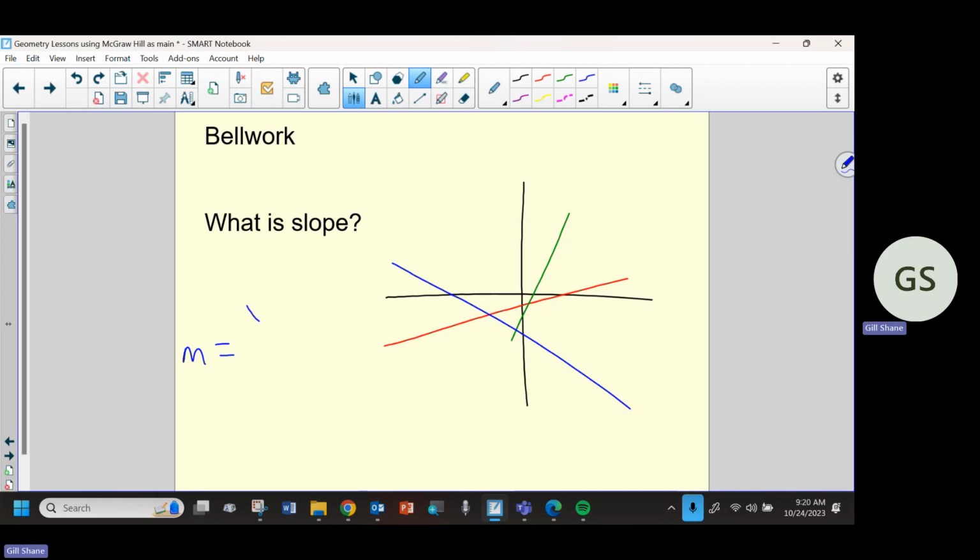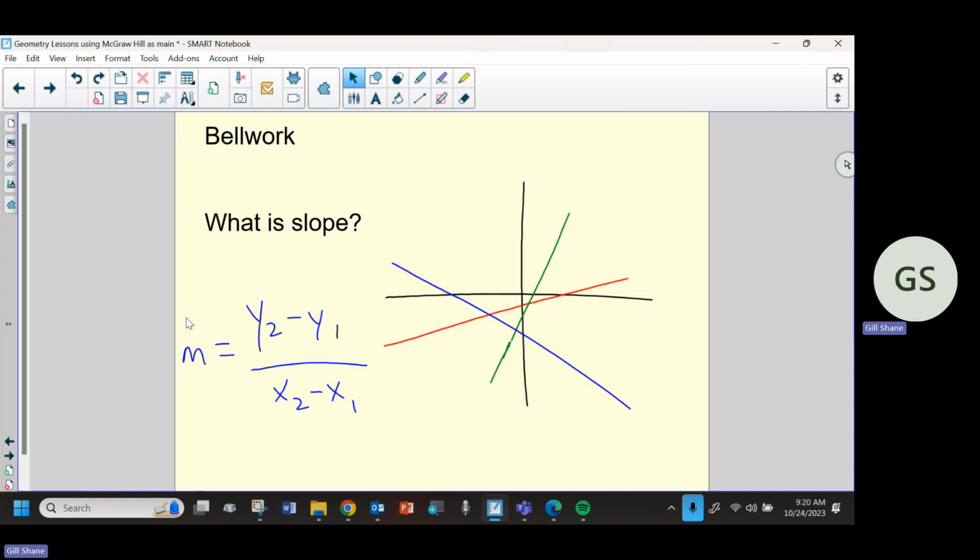But the equation for just slope is this one. Remember this one? The good news is when we get to that lesson, you don't have to memorize it. It's on your formula sheet, your reference sheet. So that's the big equation that you learned a long time ago. But again, the main thing I want you to understand is it's really just how steep the line is. So I have 3 different lines there. They're different steepnesses. But here's the couple things you need to understand about slope.